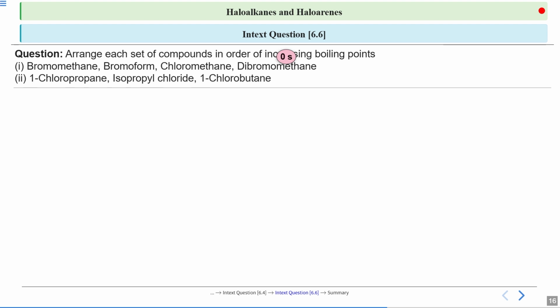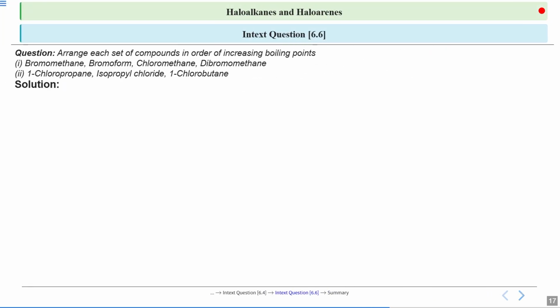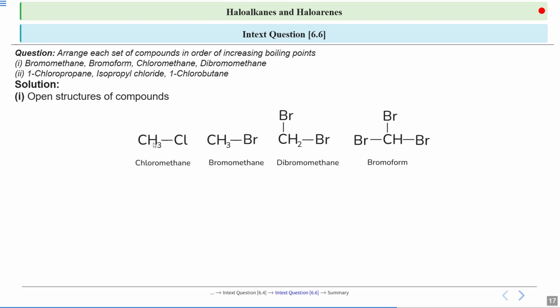Okay, let's see. So for the first part, the open structures of compounds. If you see this open structure, firstly for chloromethane, a single chlorine is present at the methyl group. Bromomethane, bromine is present at the methyl group. Dibromomethane, dibromo means 2 bromines are attached to this 1 carbon. And bromoform, where 3 bromines are attached to the 1 carbon. This is bromoform. So these are the open structures of the compounds.